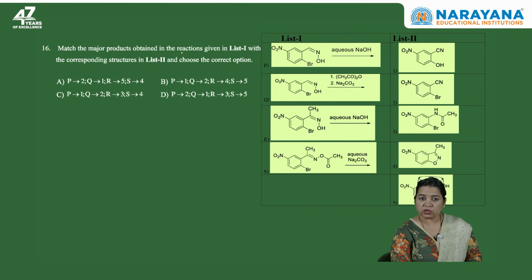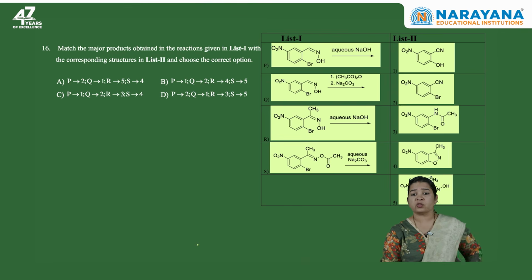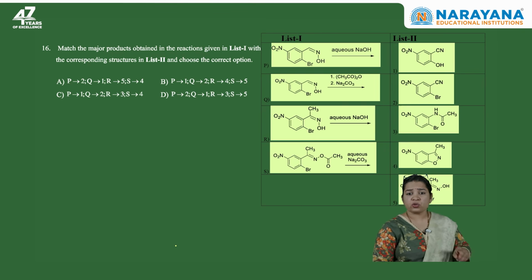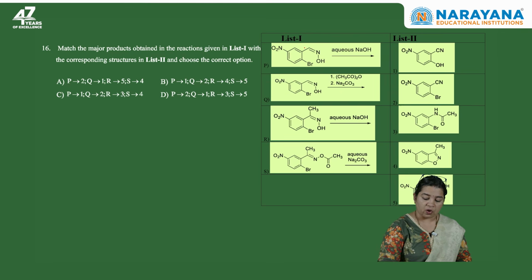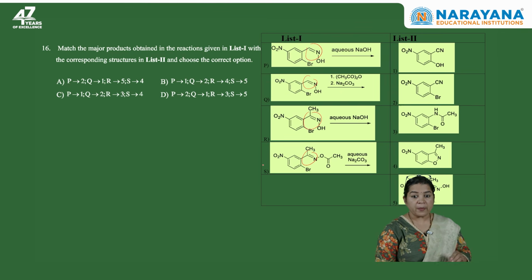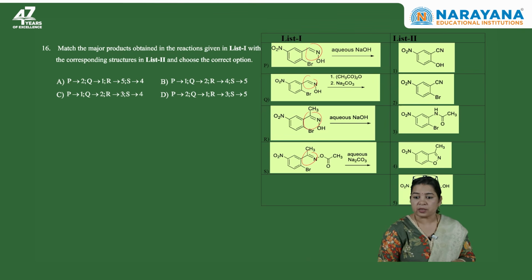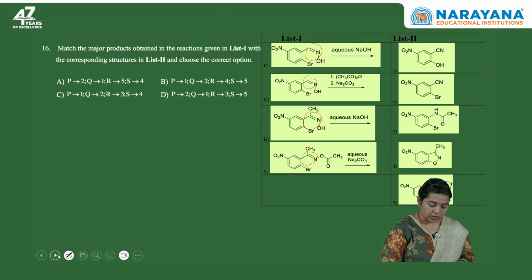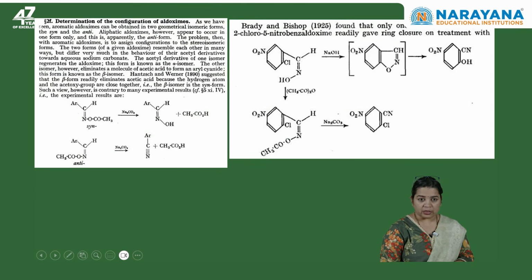Match the major products obtained in the reactions given in list 1 with the corresponding structures in list 2 and choose the correct option. Now first you should know this is not a Beckmann rearrangement. Yes, there are lots of oximes everywhere, but the oximes involved are not reacted with acidic medium. Beckmann takes place in acidic medium, whereas here the reactions are given with basic medium.